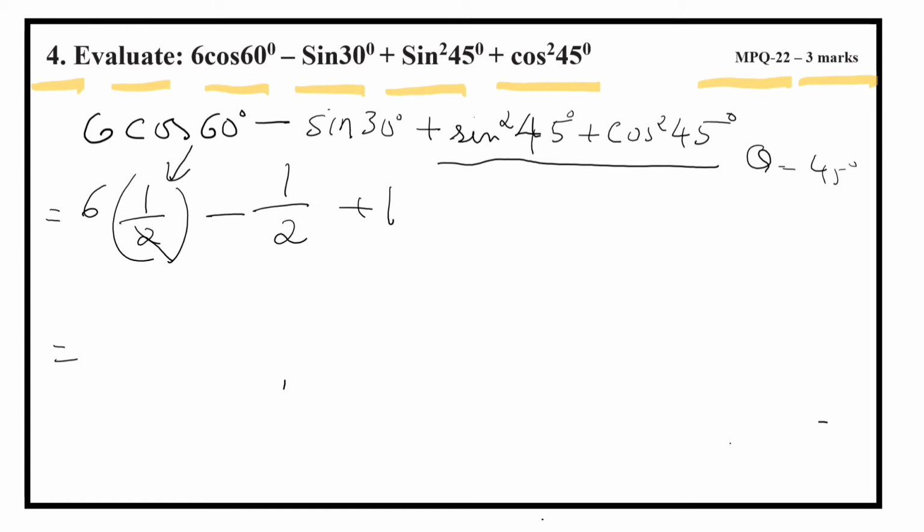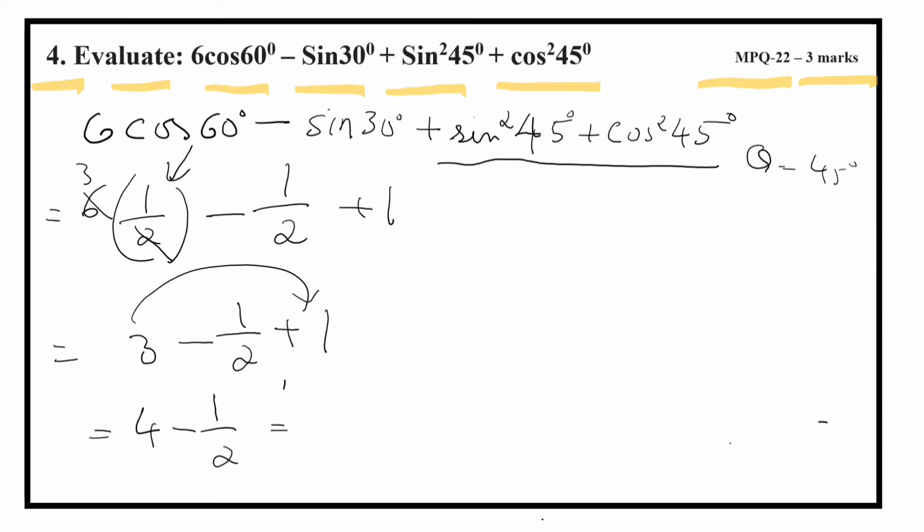Here 2 ones are 2, threes are 3 minus half plus 1. 3 plus 1, 4. 4 minus half. What is it? 3 and half. Or you can also write it as 2 is the LCM. 4 twos are 8, 8 minus 1, 7. Both are correct.